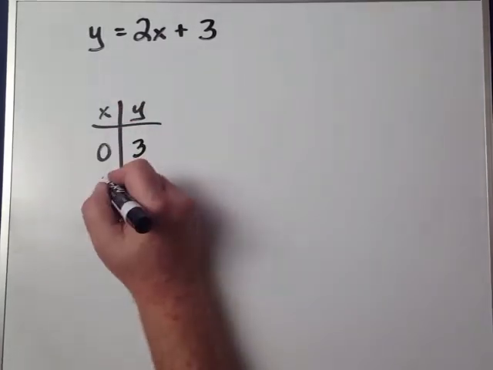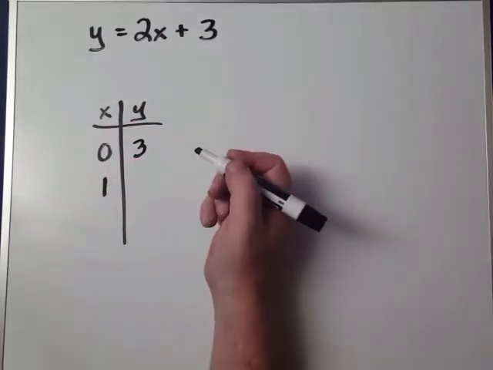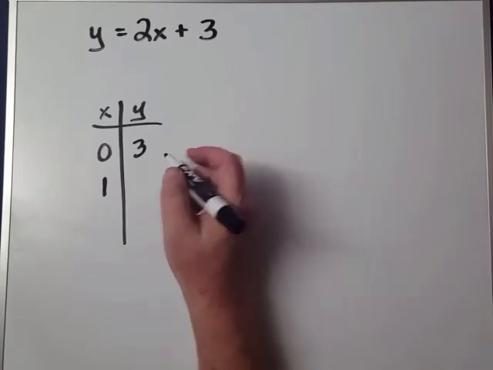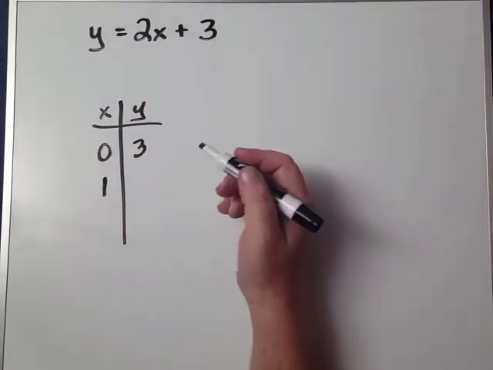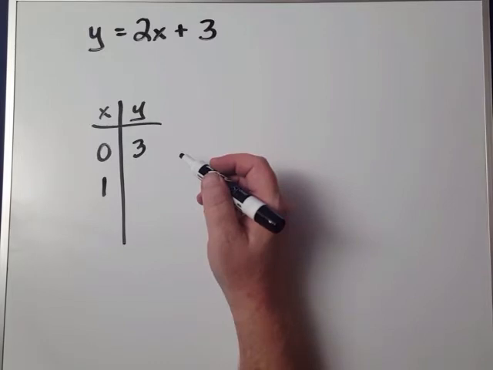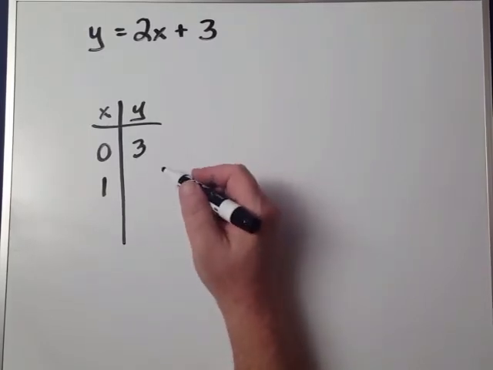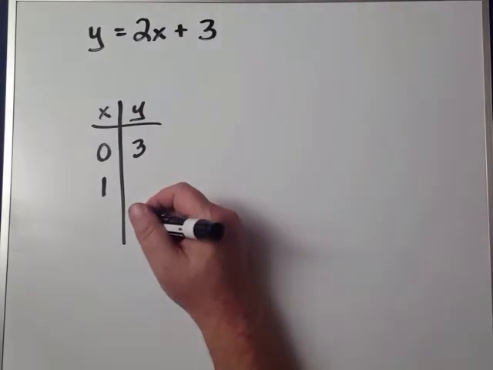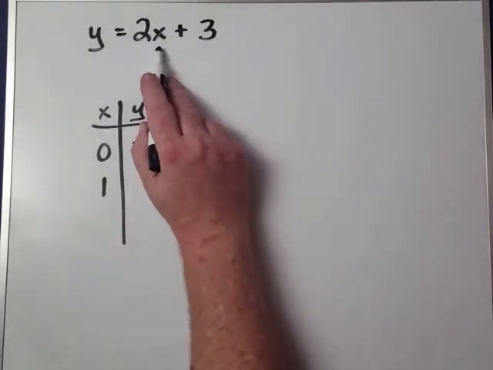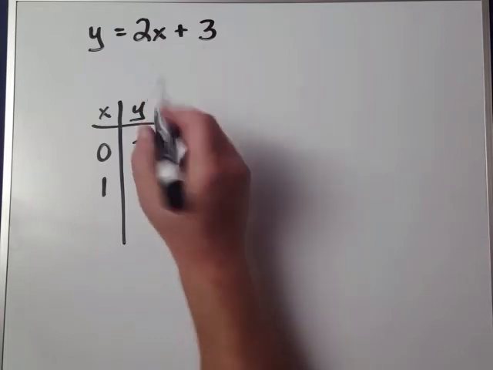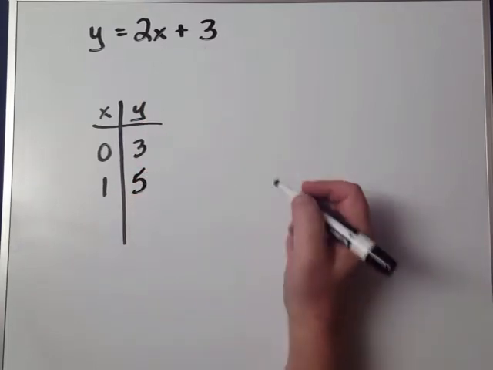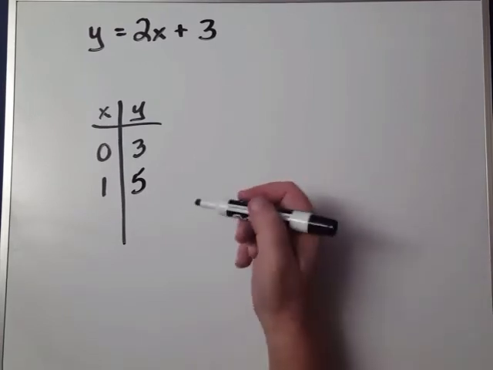And I think an easy one to plug in would be when x is 1. I'm not looking for intercepts. I'm not trying to graph. I just want a couple of points, and there are infinitely many to choose from. I just want a couple of points so that I can plug into my slope formula. When x is 1, plug 1 in for x. That'll give me 2 plus 3, which is 5. So y is 5. So there's a couple points.